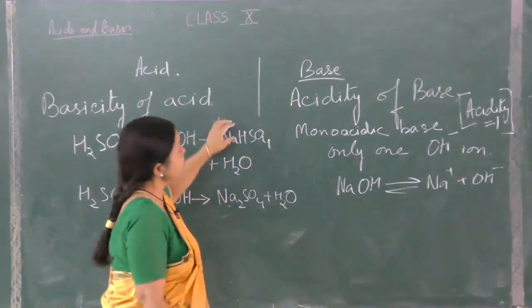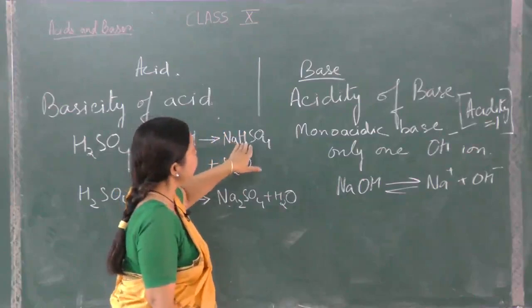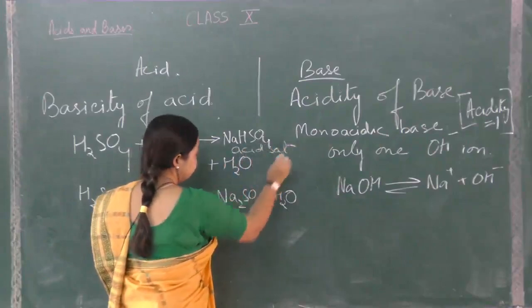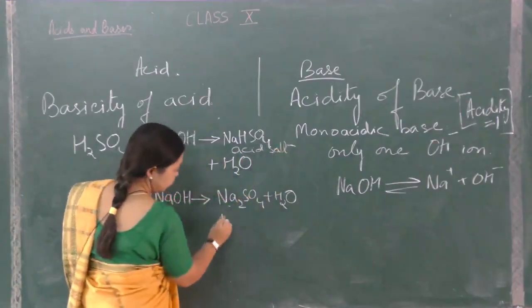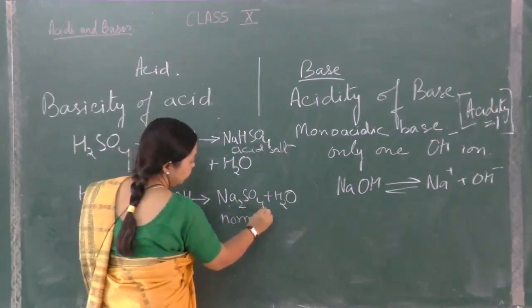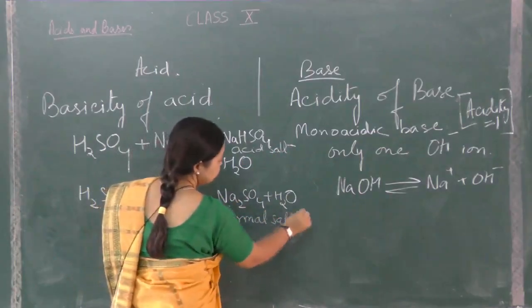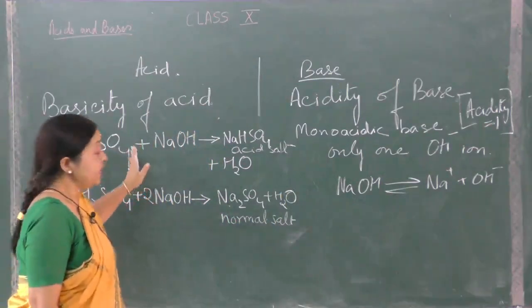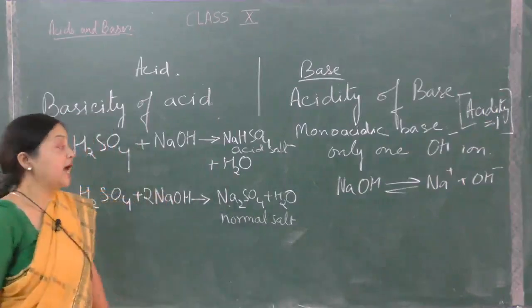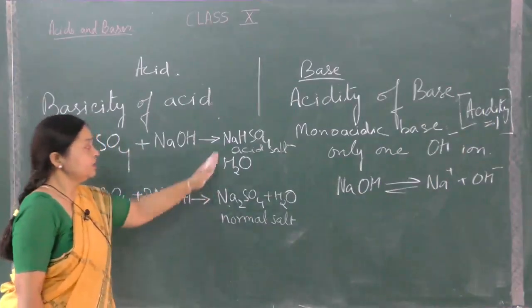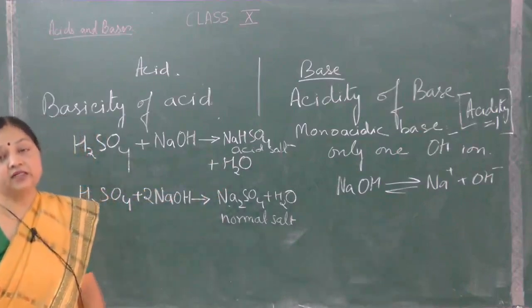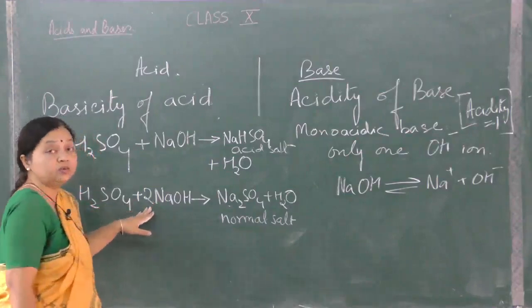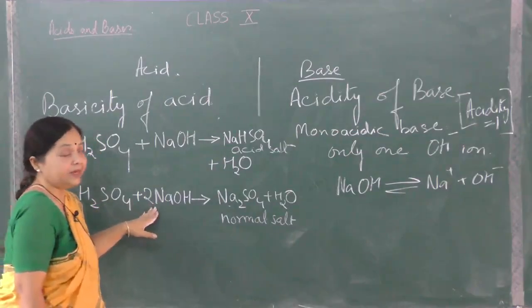So this is an acid salt. It is called that because some of the acidic character is still left over. Here the NaHSO4 is an acid salt, and this is a normal salt. So dibasic acids will furnish 2 hydronium ions per molecule. They will dissociate in 2 steps and produce 2 types of salts when neutralized with a base. For complete neutralization it needs 2 molecules of base. That is why it is a dibasic acid.